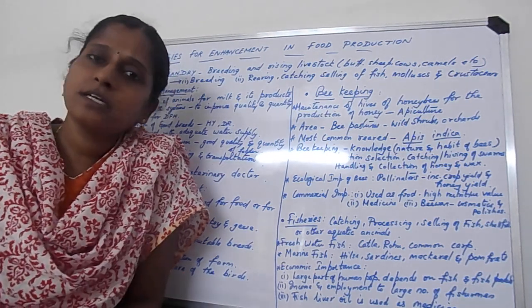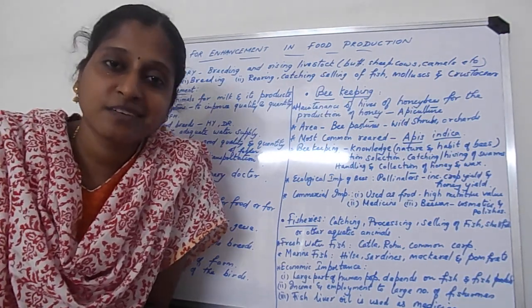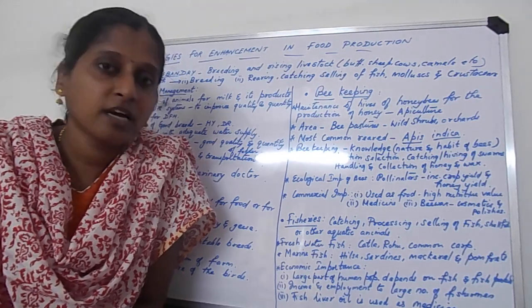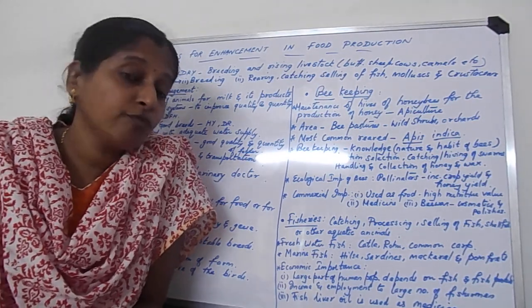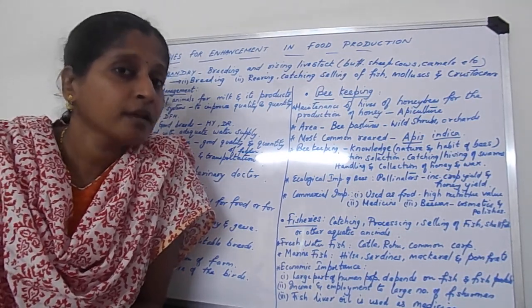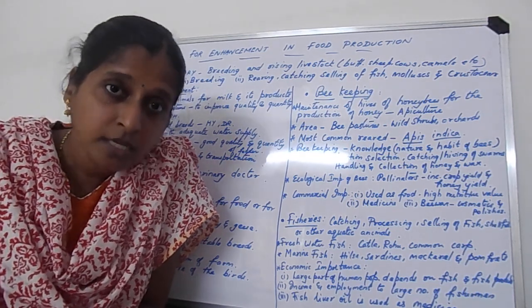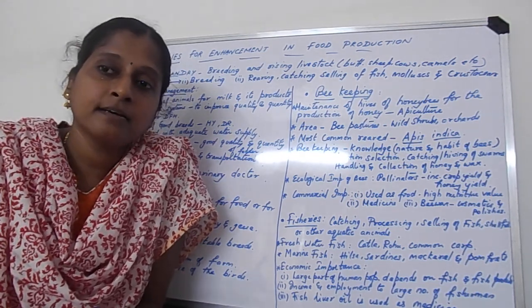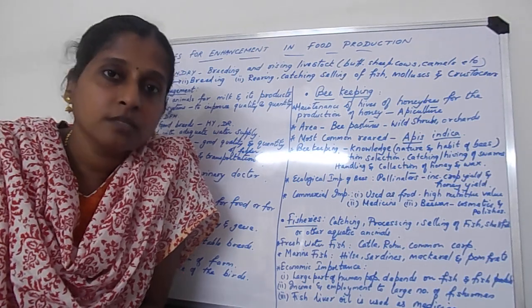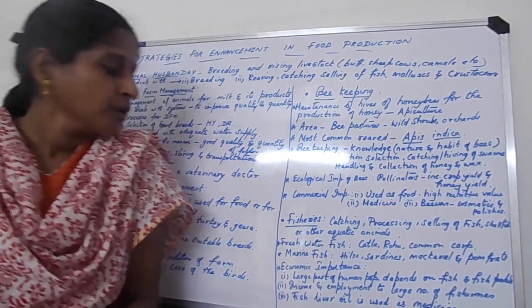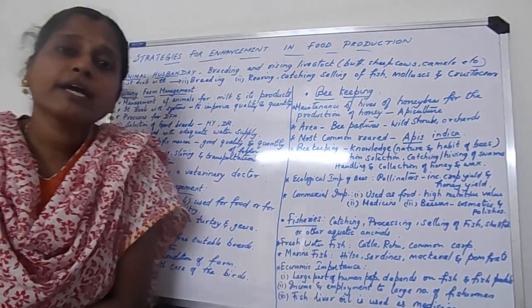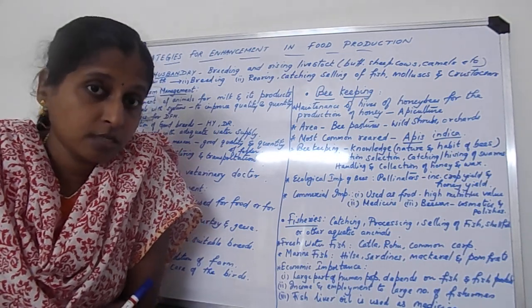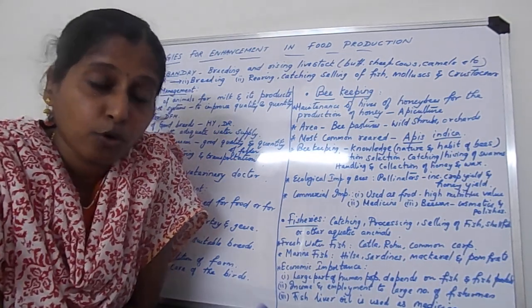What is the advantage? Fishes are consumed by humans, and they have very good protein content and are very nutritious. As an animal protein, this is a very good source. Now, what is the economic importance of these fishes?